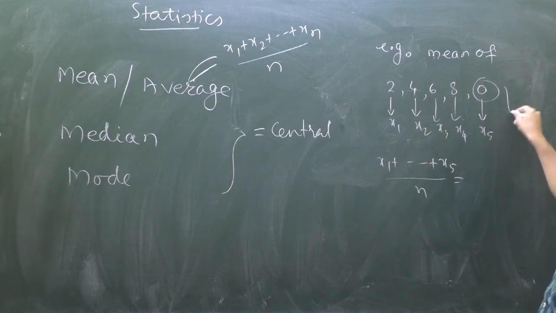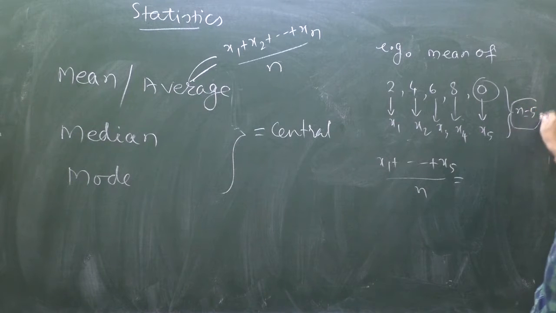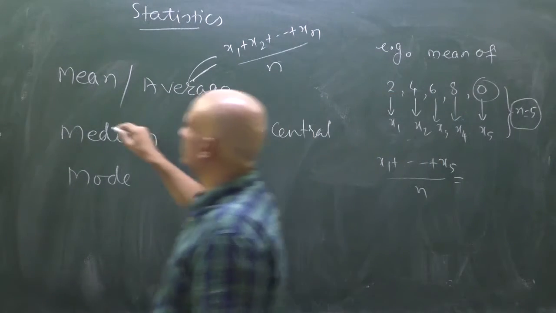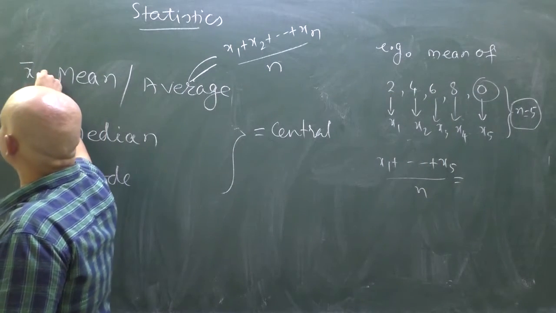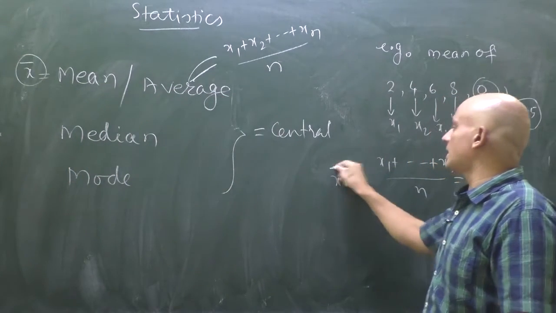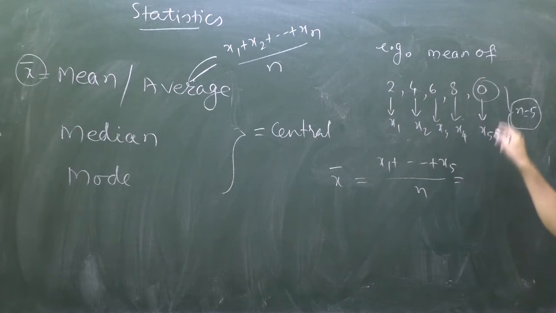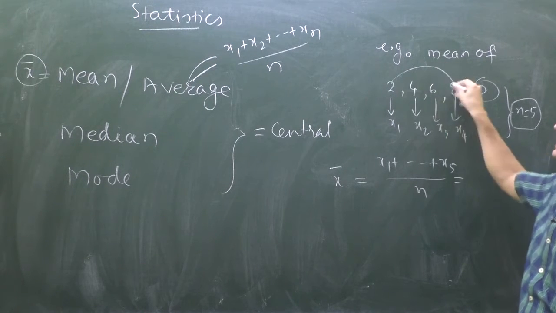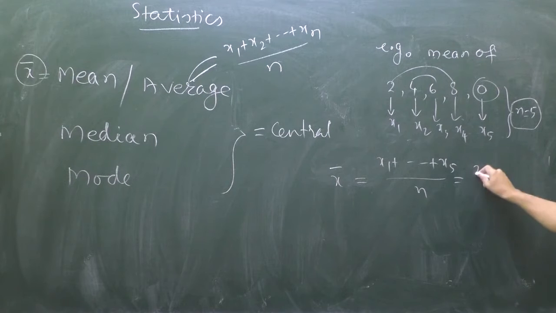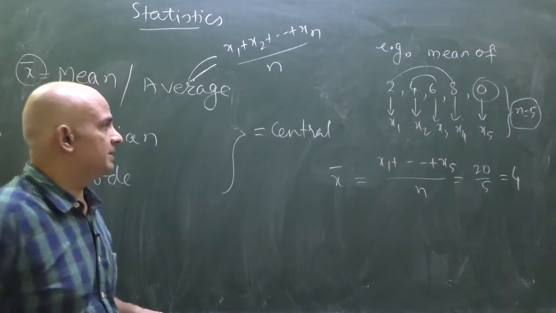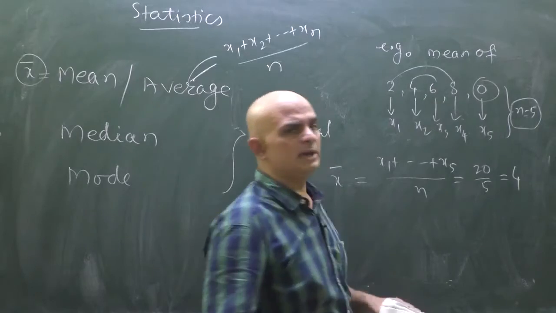And what is n here? The number of observations. How many observations are there? 5. And mean is denoted by x bar. So x bar is the sum of all these, 2 plus 4 plus 6 plus 8, and 2 plus 8 is 10, 4 plus 6 is 10, 10 plus 10 is 20, divided by 5. So the average value is 4.